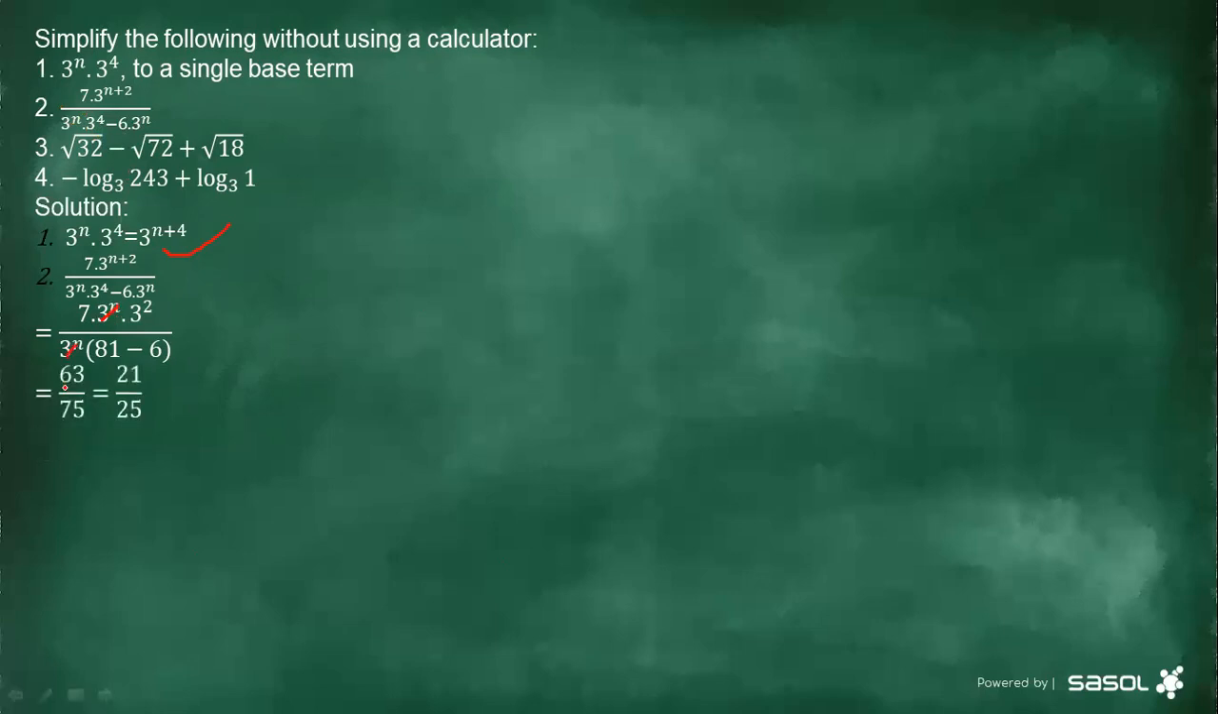Then second step, we just multiply 2 times 9. Then 18 minus 6, which is 75. Then you just press your calculator there. It is going to simplify for you, which is 21 over 25.